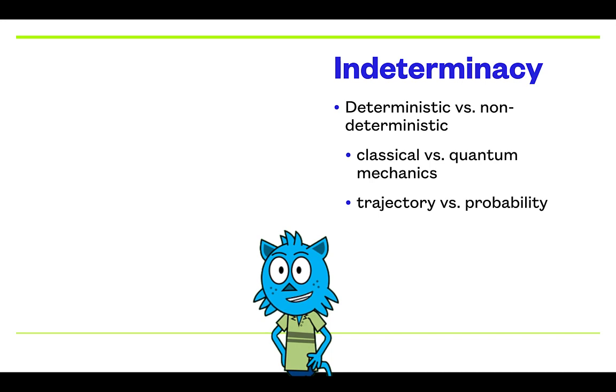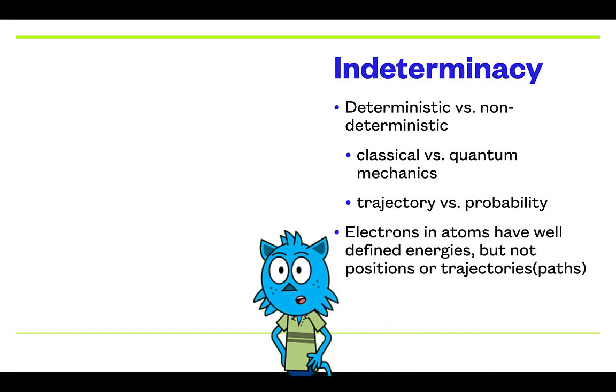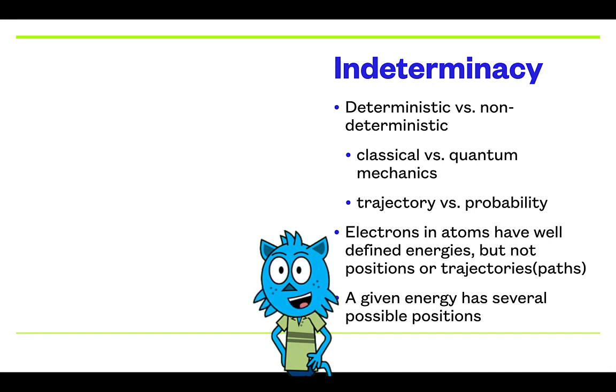With quantum mechanics, the best that we can do is a probability of where something's going to be at a certain period in time. So our electrons and atoms have very well defined energies, so we can measure their energies out to quite a few decimal places, but we cannot calculate their positions or their trajectories. By trajectories, we mean their paths. The reason for this is because a given energy has several different positions with the exact same energy. And so with all those different positions, there's no way to know if an electron will be in one particular position or some other particular position.